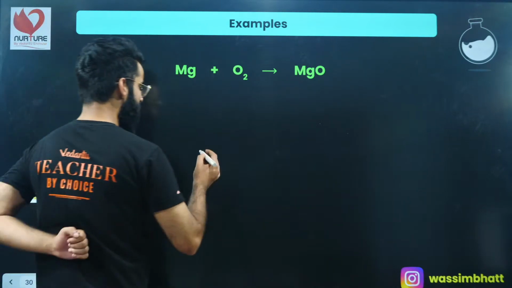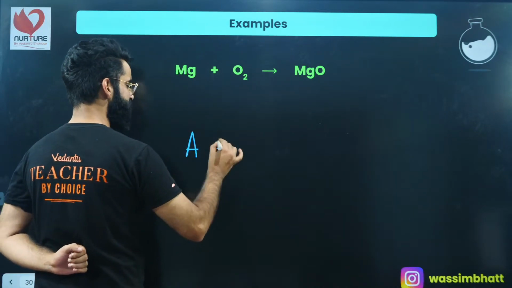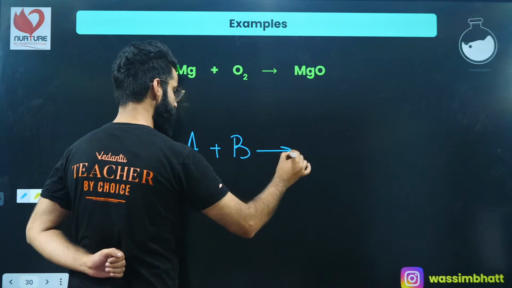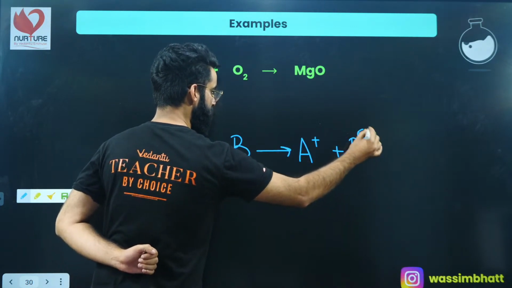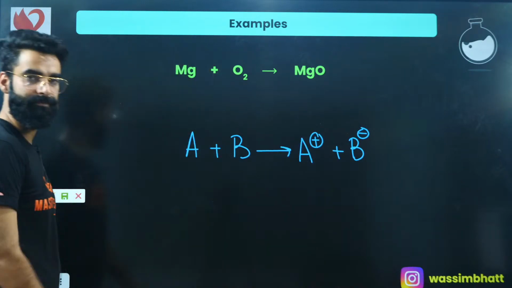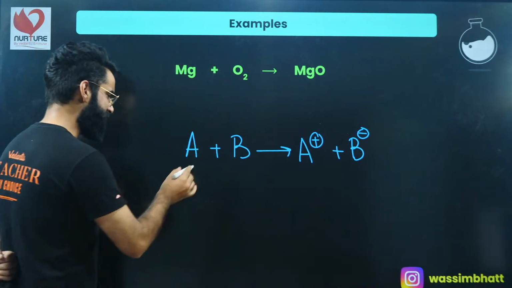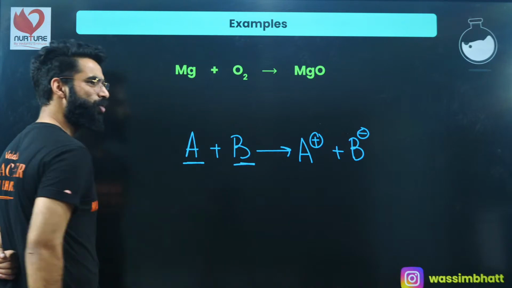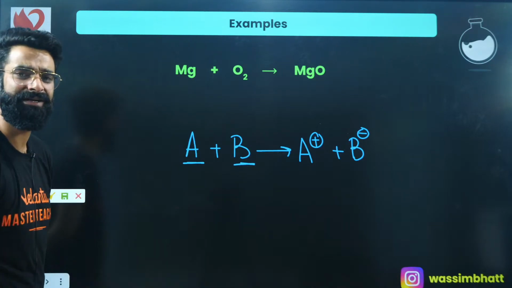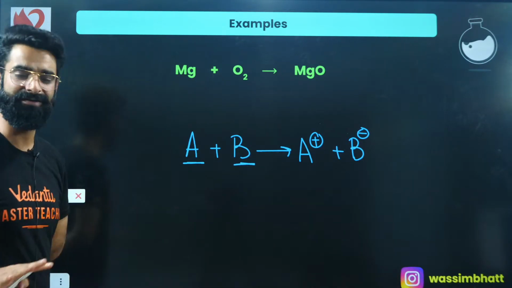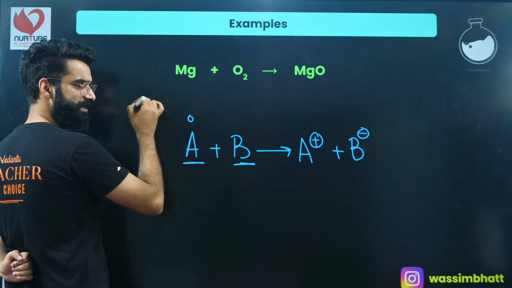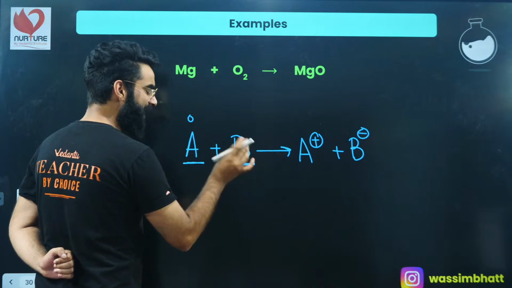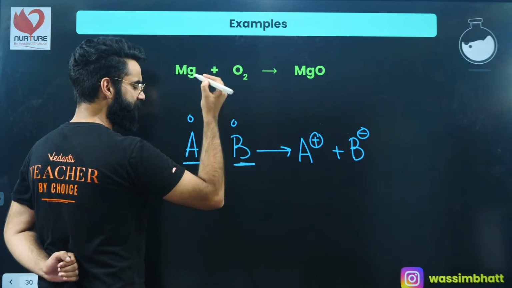For example, I'm writing a reaction like this: A plus B gives A positive plus B negative. I'm assuming this A and B right here to be in their elemental state, in their standard state. Let's assume this A is in its standard state, so its oxidation state is going to be 0. B right here is in its standard state, its oxidation state is, for example, 0.